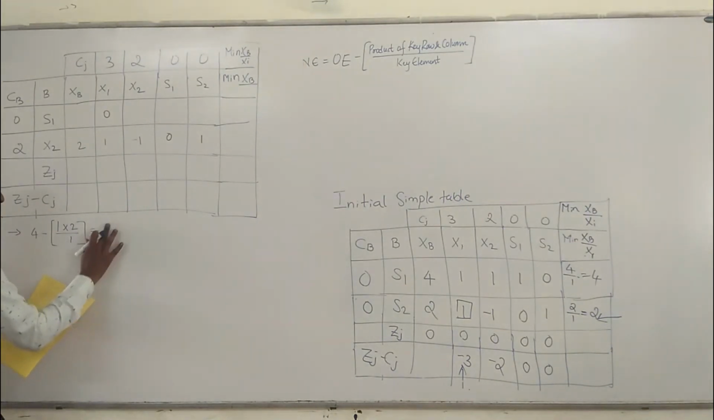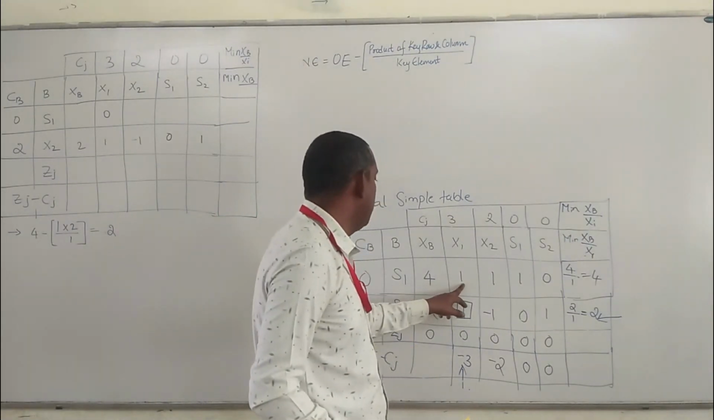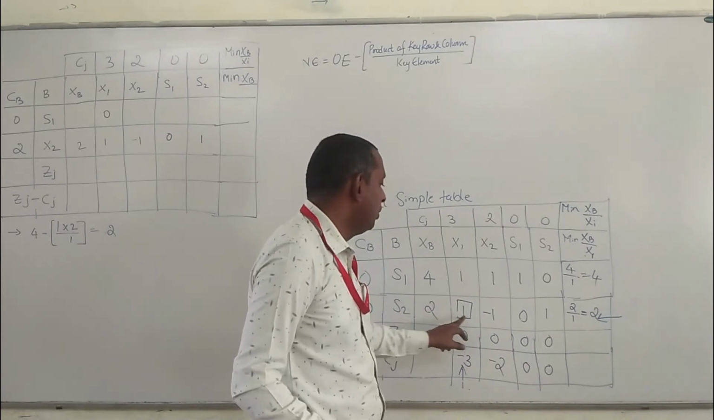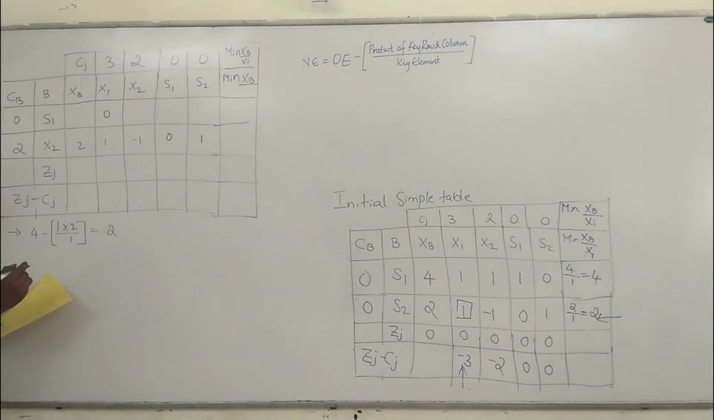So what is the answer? The answer is 2. That is 4, fine, 1 into 2 divided by 1. How much is it? 2. Next one is x b1. Next x b2. X b2 is 2 only.